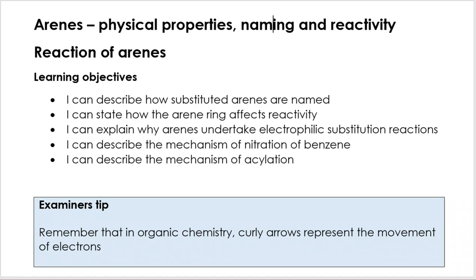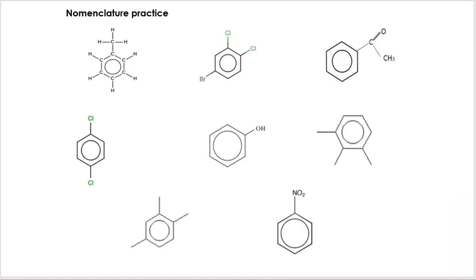As always, I'm going to recommend you pause, have a go at the activities for yourselves, and then when you are ready, you can review. We're going to jump straight in with some nomenclature. And the nomenclature on aromatic compounds, on benzene, has got one or two peculiarities that we'll see as we go through these examples. We're going to start on the top left, have a go at naming it, and see if you're on the right lines.